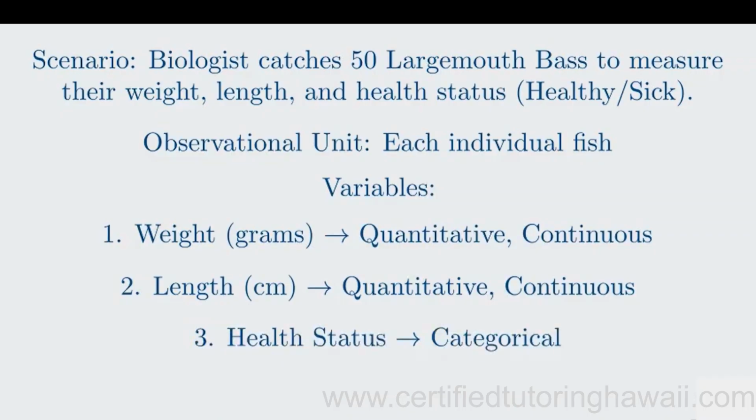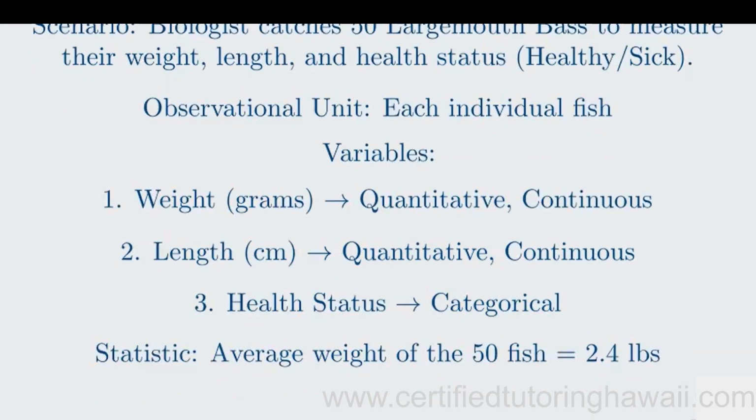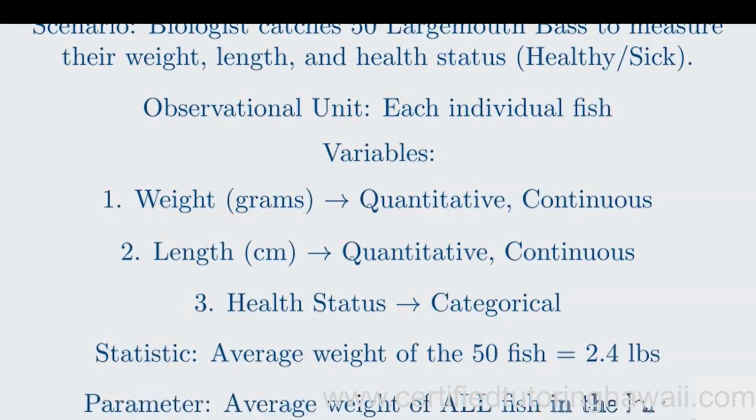Suppose the biologist calculates that the average weight of these 50 fish is 2.4 pounds. This is a statistic because it describes the sample. The biologist's true goal is to understand the average weight of all the fish in the entire lake. This is the parameter. We don't know its exact value, but we use our statistic of 2.4 pounds to estimate it.